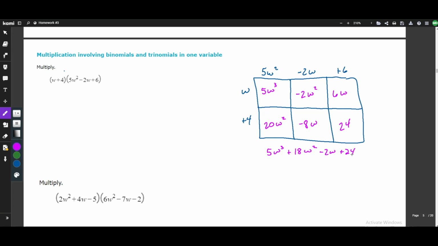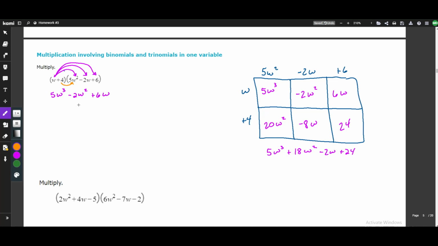Now, if I did it with arrows, I want to be really careful that I'm distributing one at a time. So I would take the w times the 5w squared, which is 5w cubed, and then the w times the negative 2w is negative 2w squared, and the w times the 6 is plus 6w. Now, you've gotten the w to everything in the other parentheses. You're going to distribute the 4 to everything now. So 4 times 5w squared is going to be 20w squared.